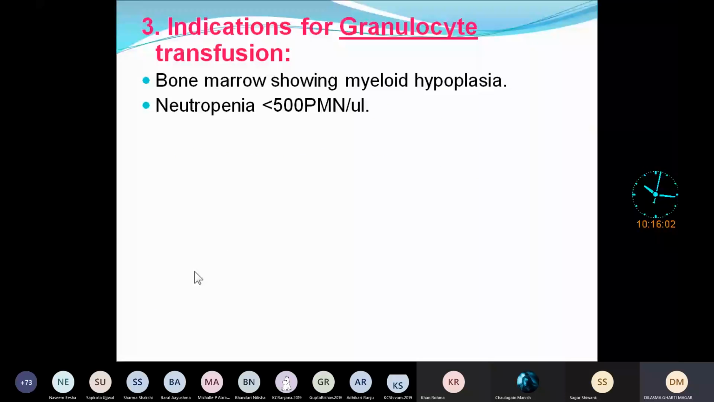So now we'll come to the indications for the granulocyte transfusion. This granulocyte transfusion is not done usually, and it is very rare, but still we should know when we should give this granulocyte transfusion, isn't it?